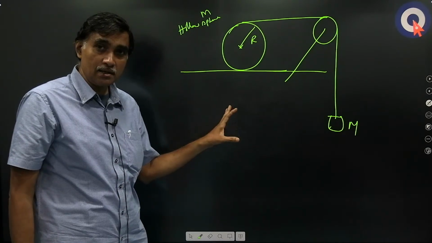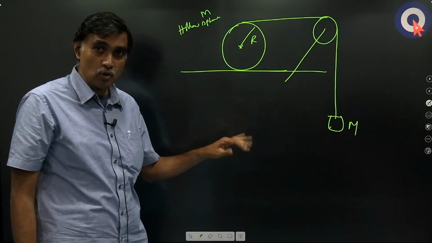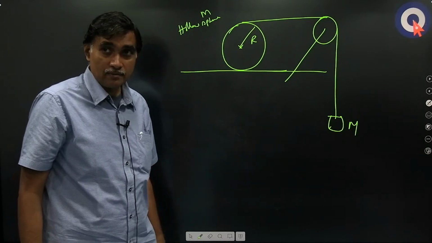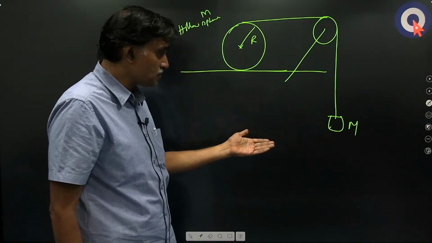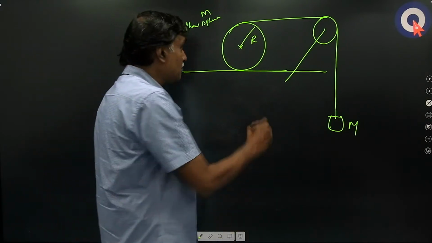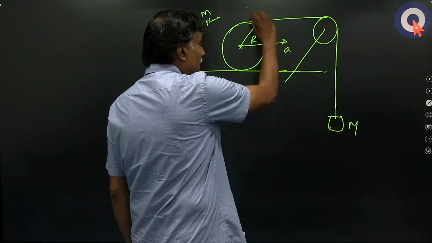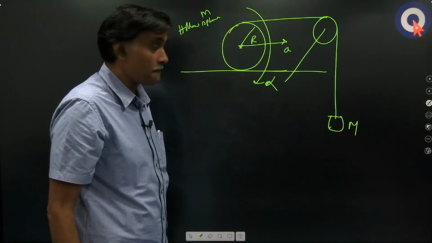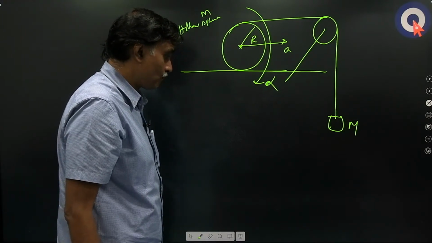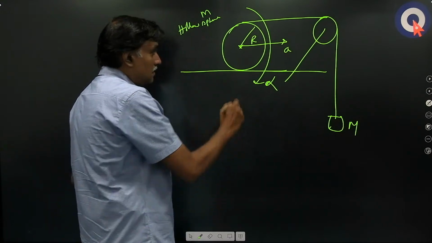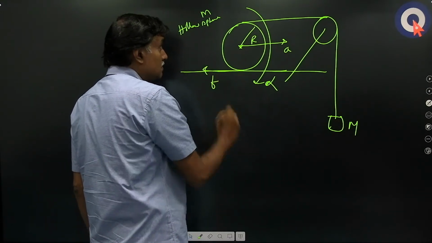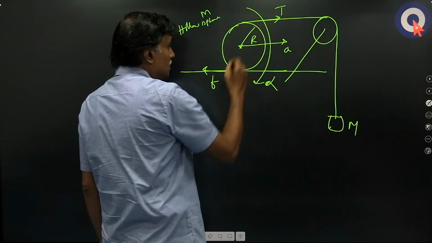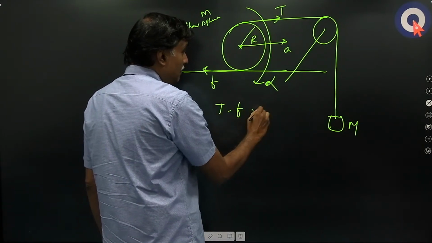Now such questions are there. You can write force equations and torque equations and rolling conditions and do. That is one method. The other method is we can always do by energy method. So first of all, if I use force equation and torque equation, for example, let us say acceleration of center of mass is A and angular acceleration is alpha. Then let us say frictional force is acting towards left on this. Then what is the force equation? Tension is towards right. So T minus F is equal to ma.